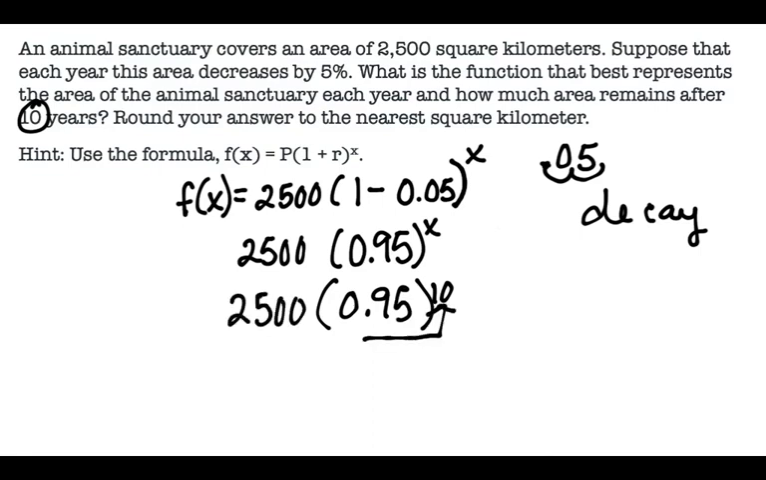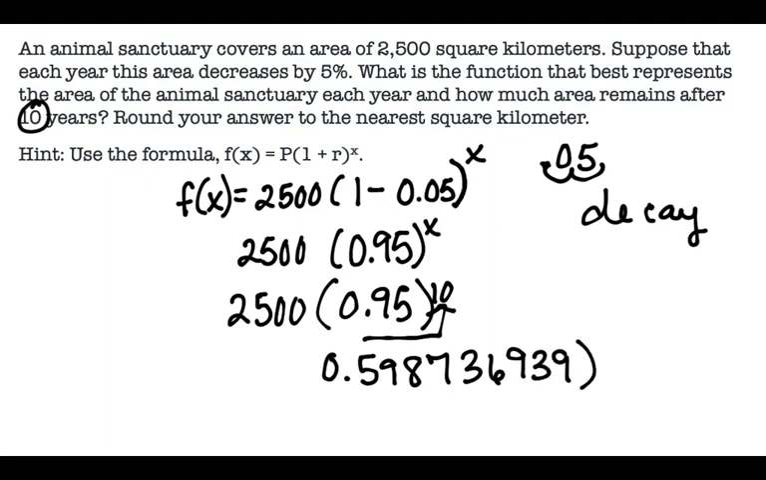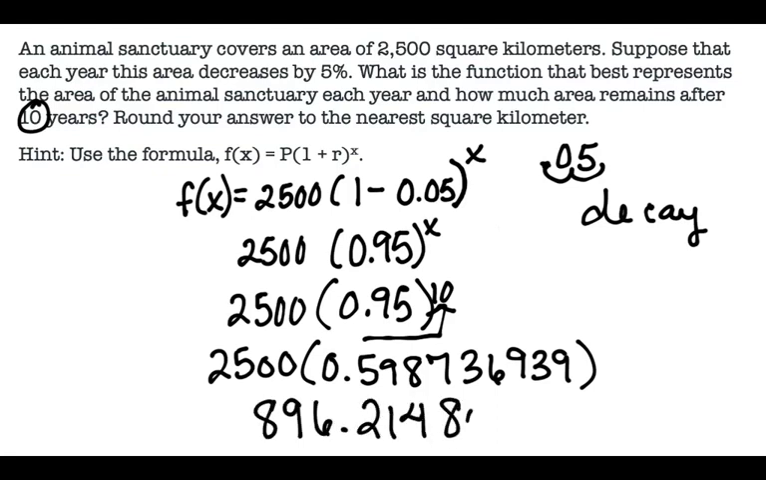And remember, you have to calculate your exponent before you multiply by 2,500. So when you calculate the exponent, you're going to get a very long decimal, and we're going to bring down the 2,500. So now that you've calculated your exponent, the next thing in the order of operations is multiplying. So we're just going to multiply those two together, and you get 896 point blah, blah, blah, which is a lot of decimals.